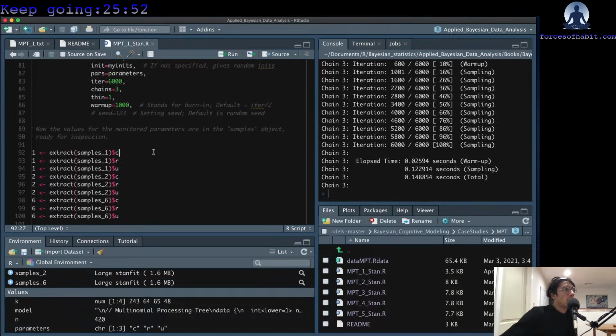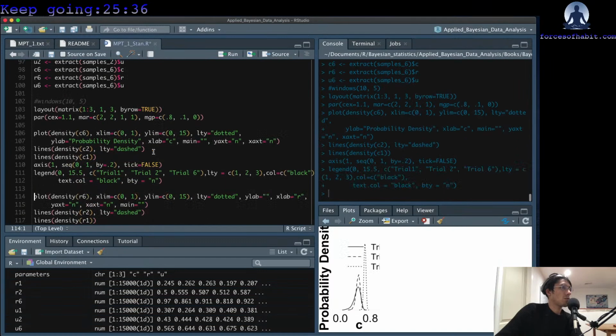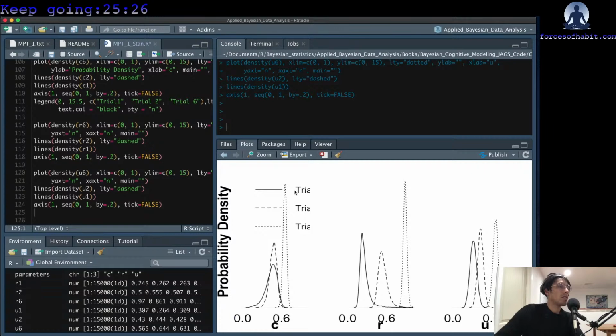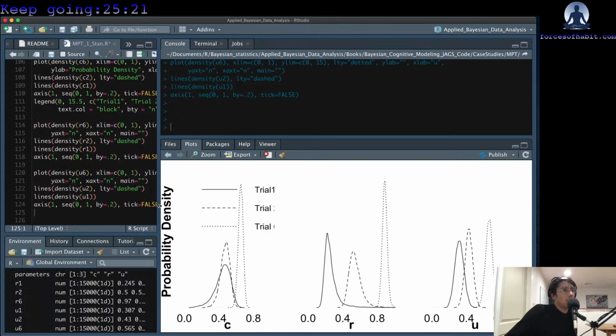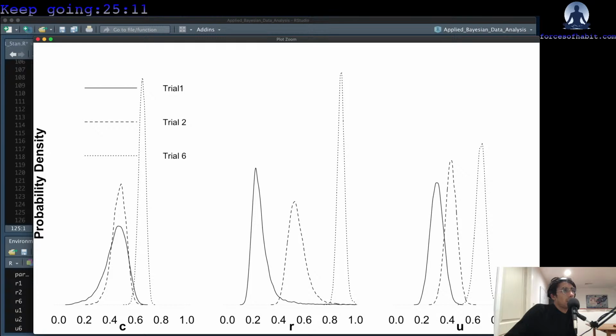Wow. And now we just extract C, R, and U, C, R, and U, and C, R, and U. And this won't work because I'm on a window. Layouts, plots. Cool. There you go. Maybe do it like this. Cool. So trials 1, 2, and 6. We're capturing the three parameters: the clustering, the retrieval, and the uniqueness.